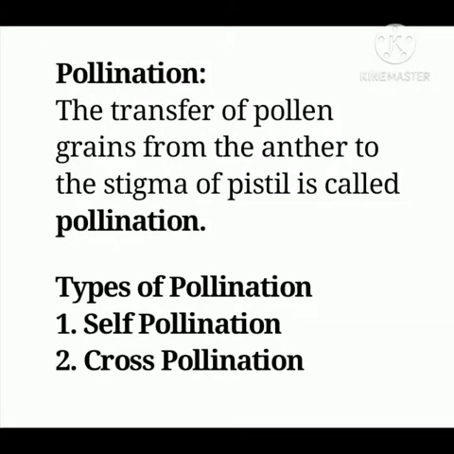Now let's study what is pollination. The transfer of pollen grains from the anther to the stigma of the pistil is called pollination. Pollination is of two types, self-pollination and cross-pollination.